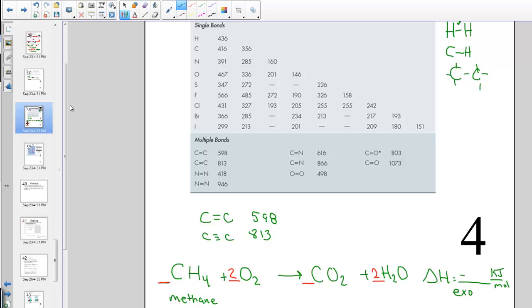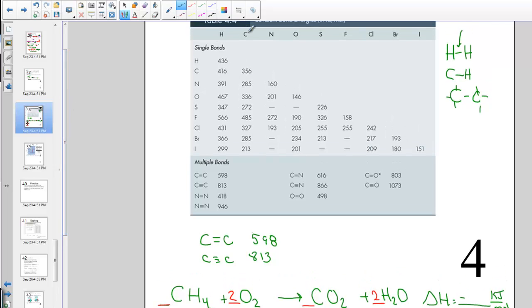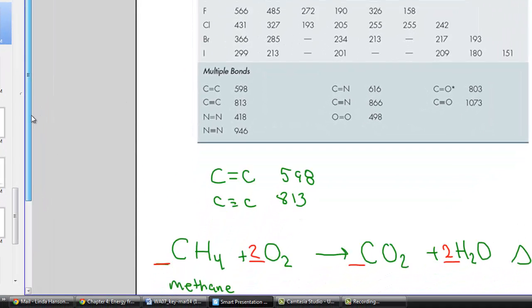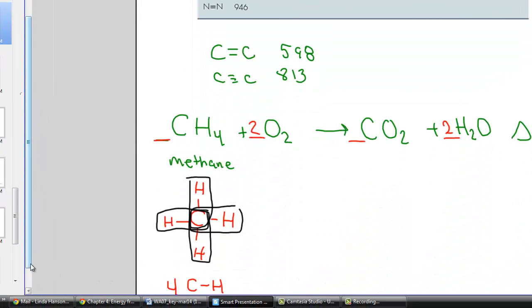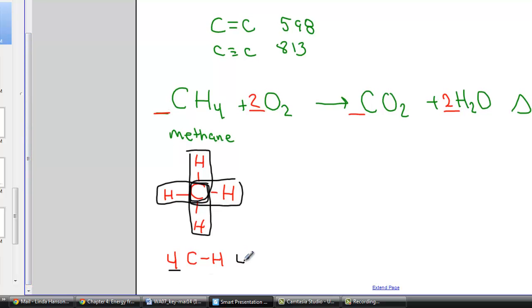A carbon, I need to go up just a little further. A carbon hooked to a hydrogen. We can get that either way, right? Carbon to hydrogen is 416 kJ. We have 4 of them to break. So 416 for each one of these. Since we have 4, we're looking at a net total of 416 times 4. So this is the first amount of energy contained in those chemical bonds of methane.